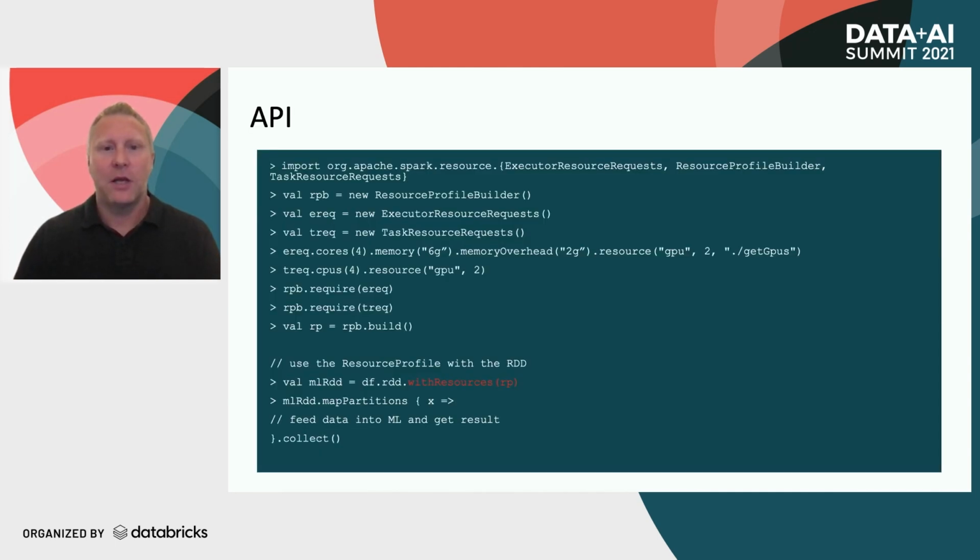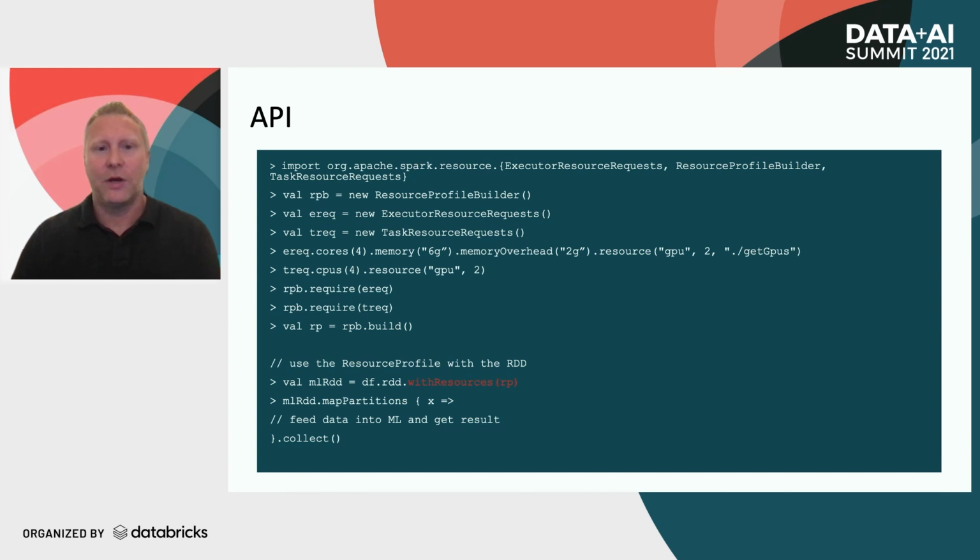So on the API side, this is the Scala interface. We import our executor resource requests, our resource profile builder, and our task resource requests. The resource profile builder is the main thing that you're going to start with, and that allows you to build up the executor and task requirements you want for each RDD, for instance. And this is a mutable thing, so you can change it multiple times if you need to.